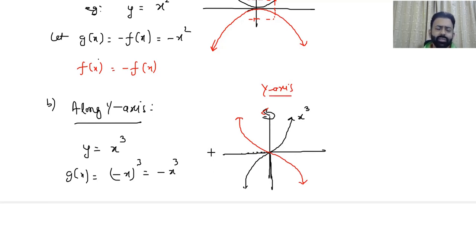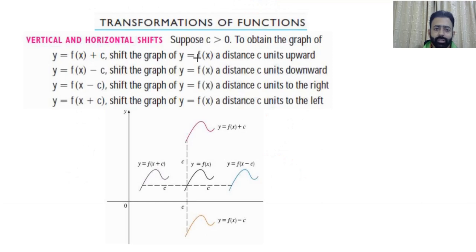So the simple thing is that if the input is multiplied by minus 1, it will be a reflection along the y-axis. And if the output is multiplied by minus 1, then it will be a reflection along the x-axis. All these are different types of transformations, and the summary of all these transformations is written here.